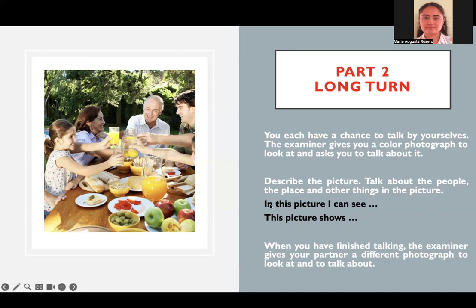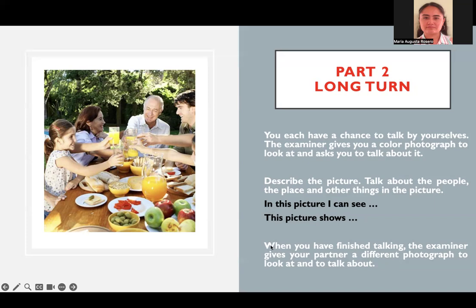Here you have two ways. Maybe you can find some other ways to start, but you can have this at the beginning. You can say, in this picture, I can see, and then you continue, right? Explaining this, that, and so on. Or maybe you can start by saying, this picture shows.